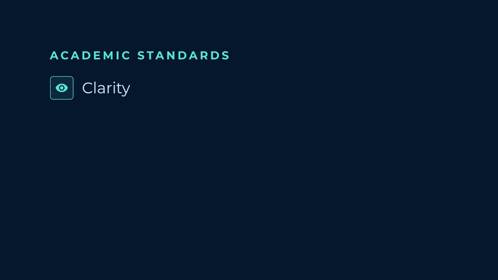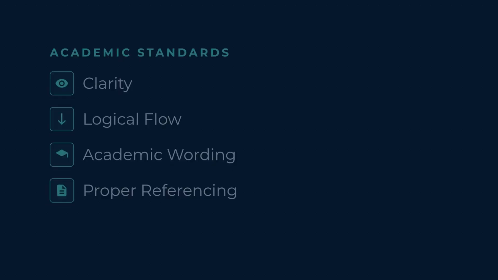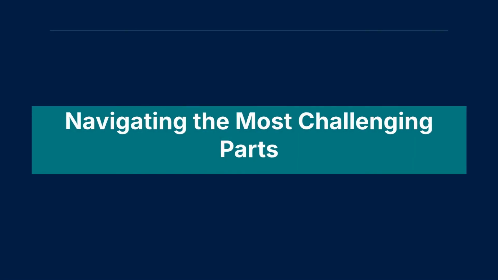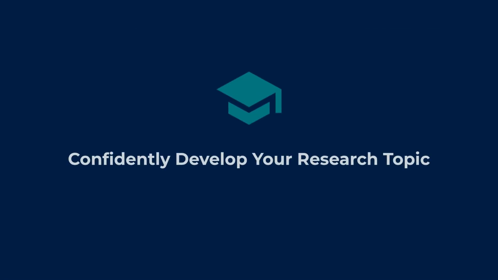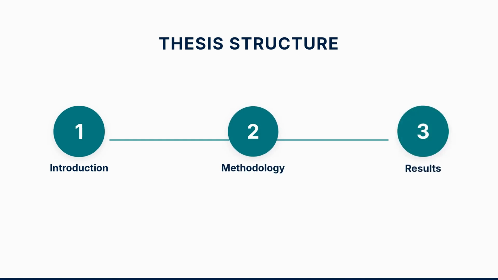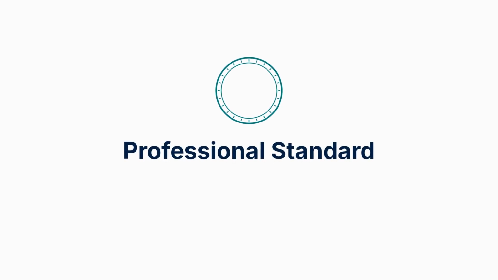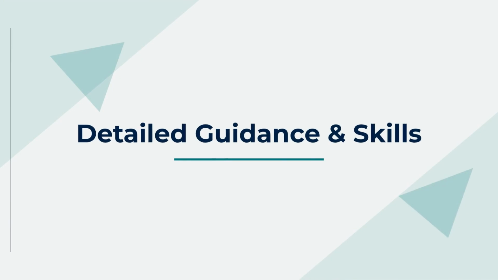It focuses on clarity, logical flow, correct academic wording, and proper referencing, which are often the most challenging parts for students. By following this course, learners will be able to confidently develop their research topic, write each section of the thesis properly, and avoid common mistakes, such as poor structure, weak arguments, and inconsistent referencing. As a result, students will find it much easier to complete their thesis with a professional standard, using the detailed guidance and skills gained throughout this course.